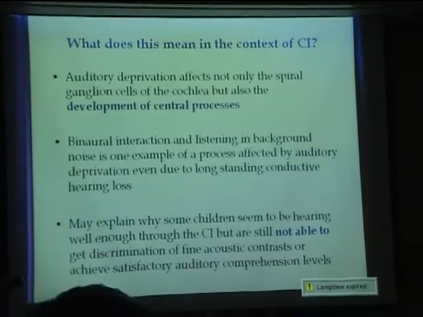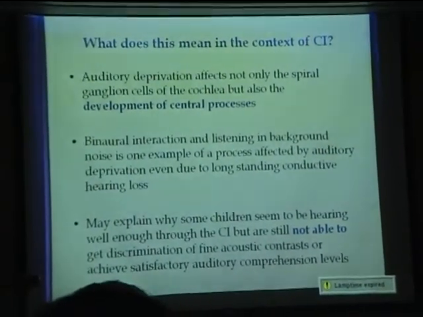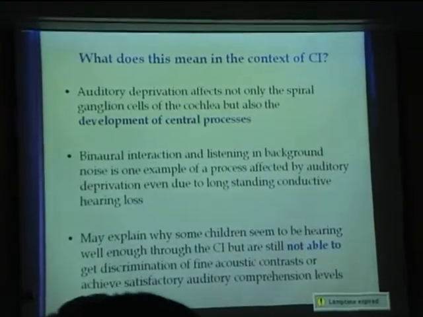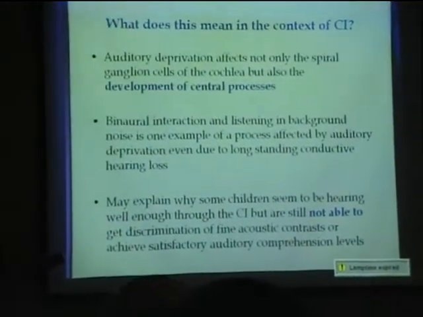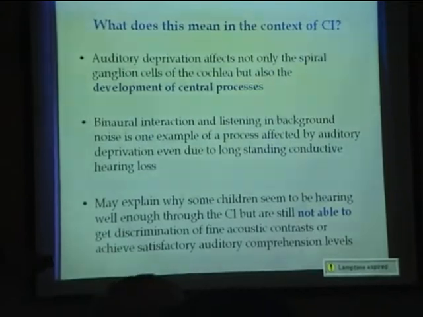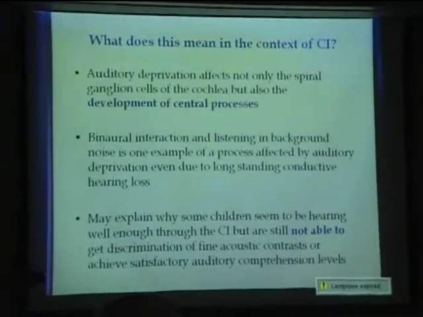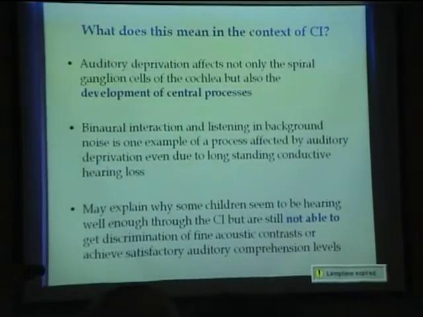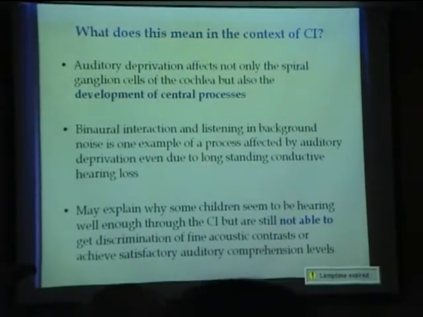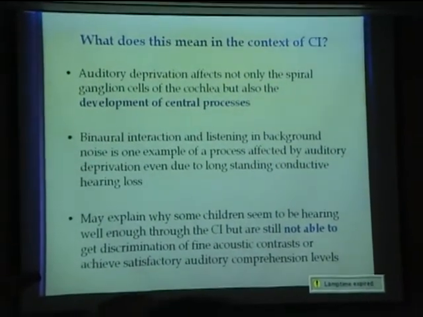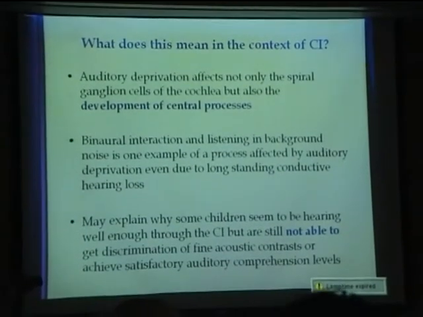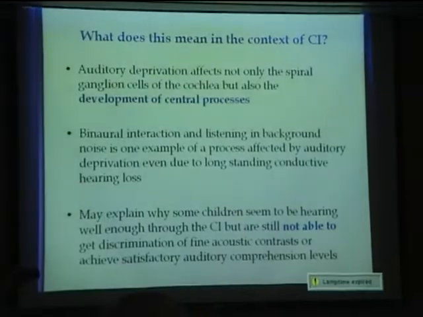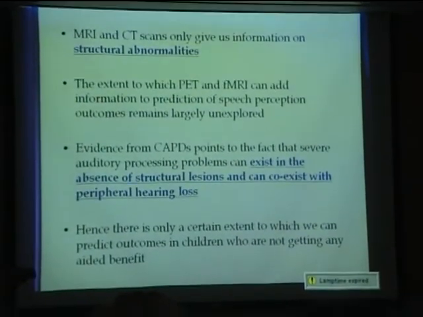higher central processes. So even things like listening in noise, which is something that happens at the lower brainstem due to binaural interaction, they say that this is affected in children even with long-standing conductive loss because these processes mature only with auditory inputs. And this might also explain why some children seem to have their NRTs and everything perfectly fine. They have fantastic CI-assisted audiograms, but are still incapable of getting good auditory speech perception. So the point is, is there something more that could be wrong?